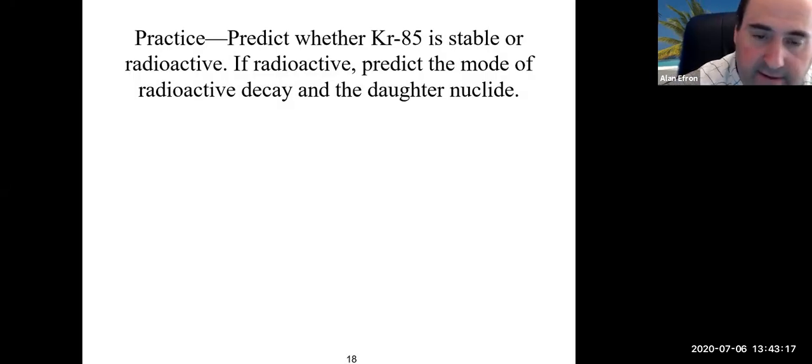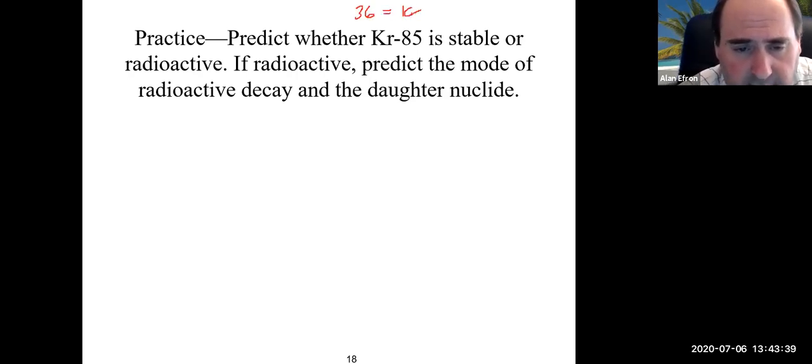Krypton 85. Predict whether it's going to be stable. If it's not stable, then also predict what mode of decay it will go through, and write the equation for it. And krypton, in case you don't have a periodic table, is 36 on the periodic table. That would be its atomic number. So take a couple of minutes here and try to figure out A, is it going to be stable? And B, if it's not stable, which way is it going to go? And write the balanced nuclear equation for what's going to happen. And then we'll talk about it in a couple of minutes.